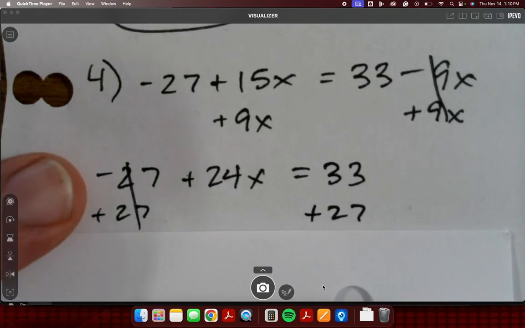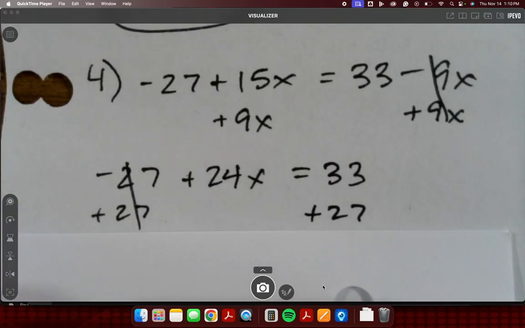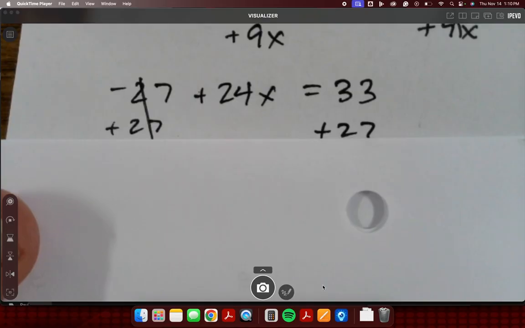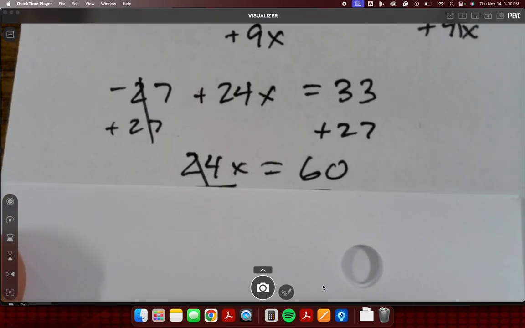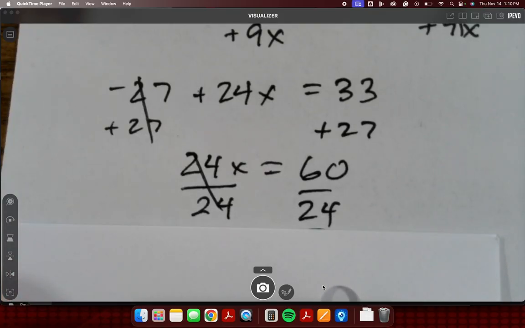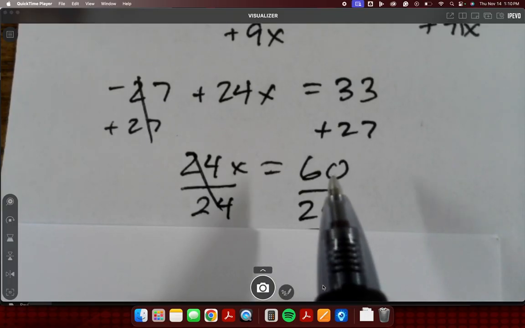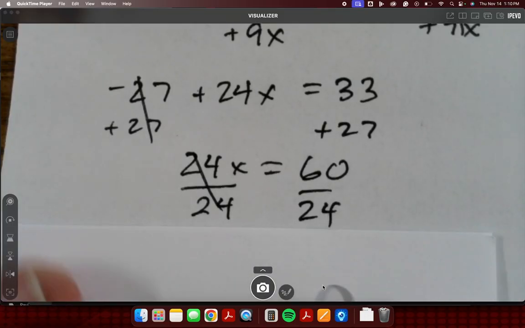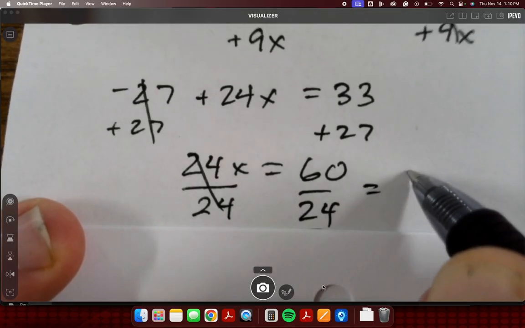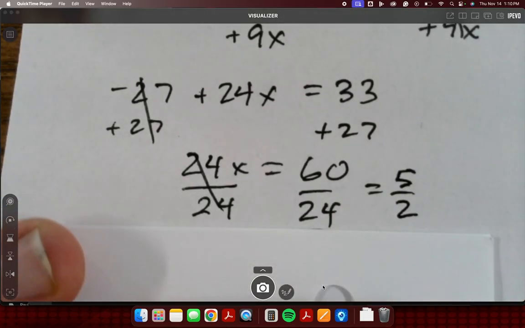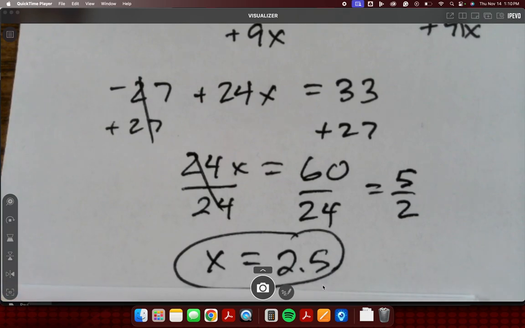That cancels out these two, equals 0. And 33 plus 27 is 60. So then we have 24 times x equals 60. To get rid of the 24, we have to divide by 24. And you could reduce this fraction, both those are divisible by 12. So you could reduce that fraction and say 5/2. That answer would be completely fine. Or you can just type it in your calculator and get 2.5.